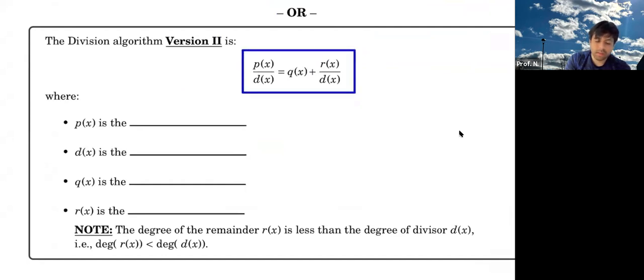I get that P of X is the dividend. So this is basically the same thing as the above. D of X is what? The divisor. Q of X is what? The quotient. And what is R of X? The remainder.